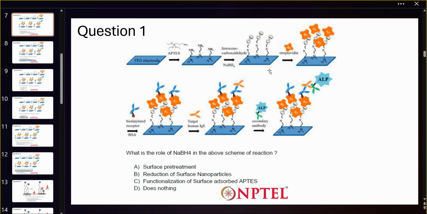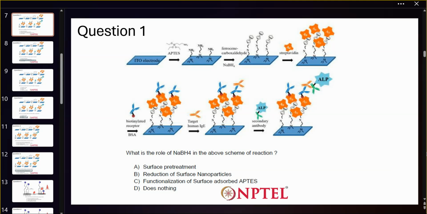Then he gets the secondary antibody labeled with ALP. Here ALP is a labeling element which is supposed to take part in a redox reaction that will increase the signal to background ratio. So this is how the first sensor is working. You have to understand why he is doing each and every step. APTES he is doing so that he can do the further coating. He has to activate the surface so that he can get the coatings done.